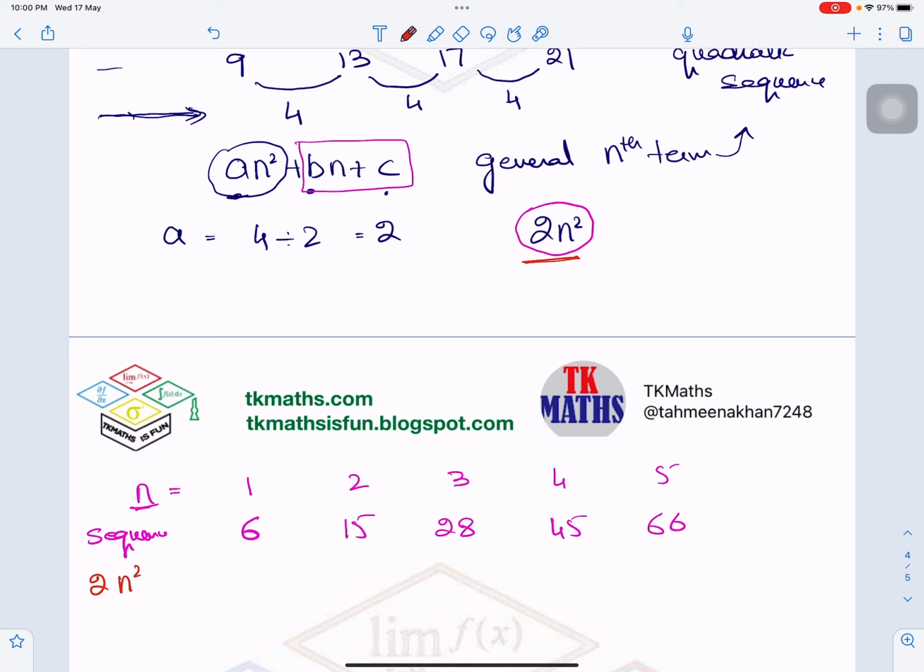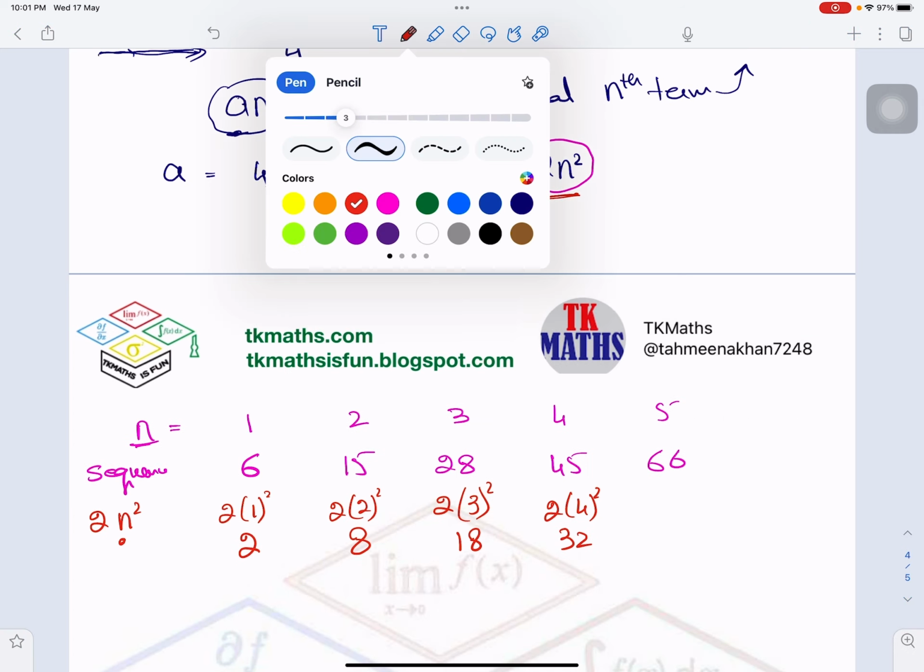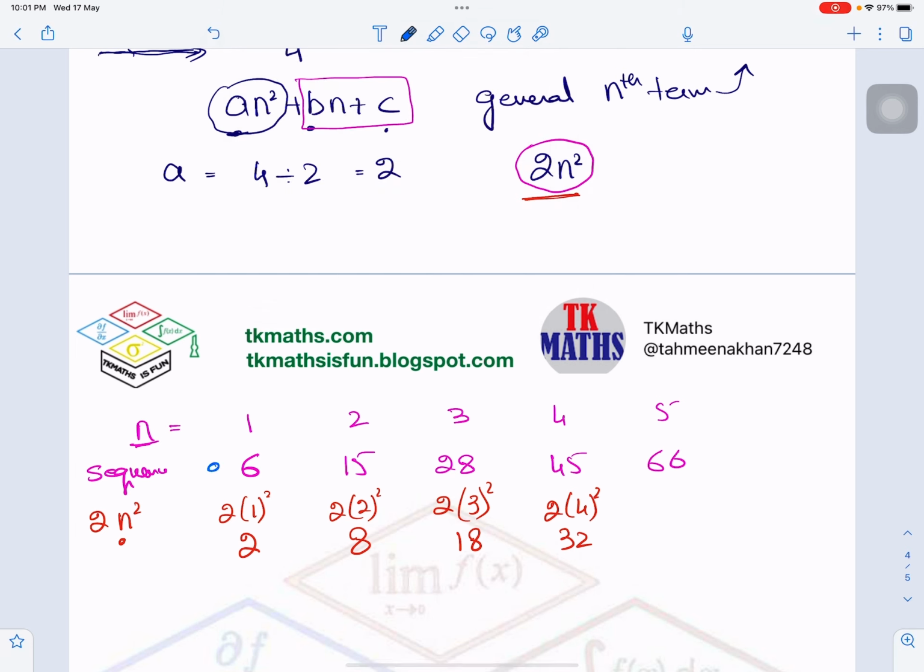So how will I do it? I will substitute here n1, which is 2. Then I will substitute n2. It will be 8. You know what I'm doing? I'm just substituting n as 1, 2, 3, 4 and so on and getting a sequence, right? So now I'm substituting 3. It will give me 18. Then 4 square is 16, 16 times 2 is 32. This much is sufficient. Now what you will do, you will subtract this sequence with the one you have just gotten from the 2n square.